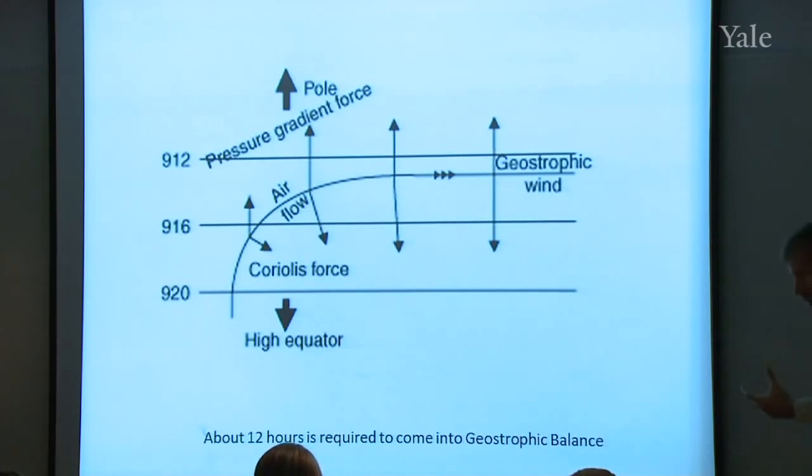Parcels could be disturbed by getting caught up in a thunderstorm. They could be disturbed by running against a mountain range and being deflected, running against a building and getting deflected. But then as the hours pass, it naturally tends to want to return to a state of geostrophic balance. It's a natural tendency in the atmosphere for the wind to try to readjust itself to geostrophic balance.